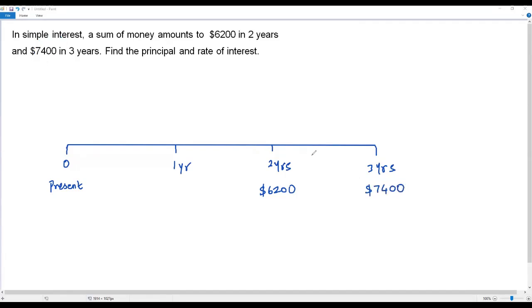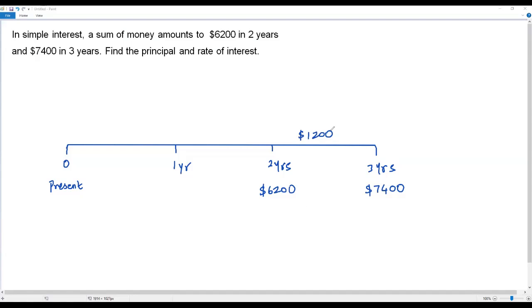Okay, how much interest is earned in this particular year, that is, in the third year? That can be found by finding the difference between 6,200 and 7,400. So the interest earned in this year is $1,200, because at the end of the second year, we have a $6,200 balance. When I add this interest to 6,200, I get the value of the deposit at the end of 3 years.